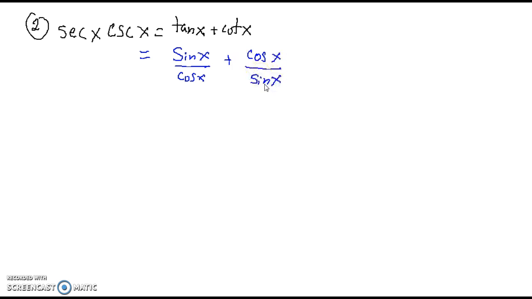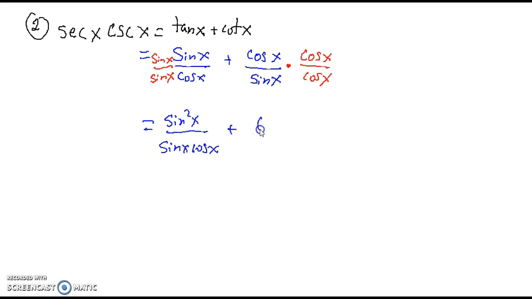So now I'm dealing with a fraction. Fractions, in order to add them together, we need to have a common denominator. So I'm going to go ahead and multiply the top and bottom by cosine over here, and the top and bottom by sine over there. So this should give me sine squared x all over sine x cosine x plus cosine squared x all over sine of x cosine of x.